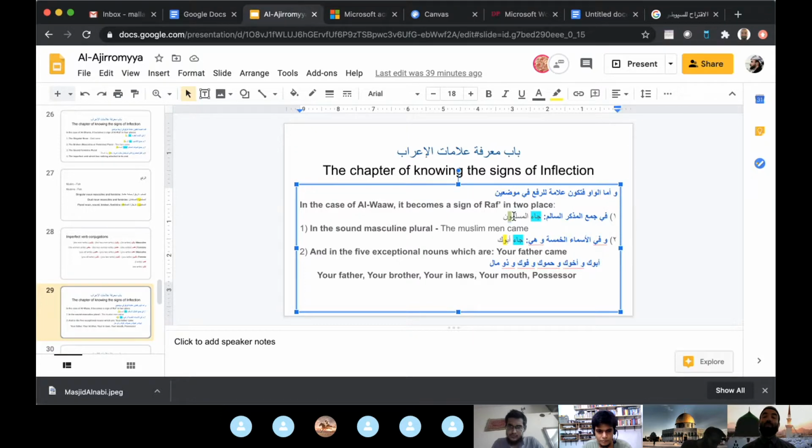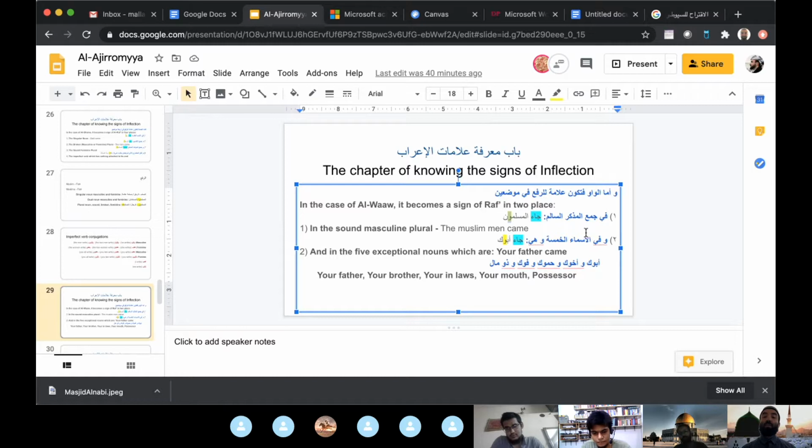And once you realize that, you look at the verb. It says جاء, came, and coming requires a subject. From that, you know that al-Muslimuna, the Muslims, are the subject of the sentence.